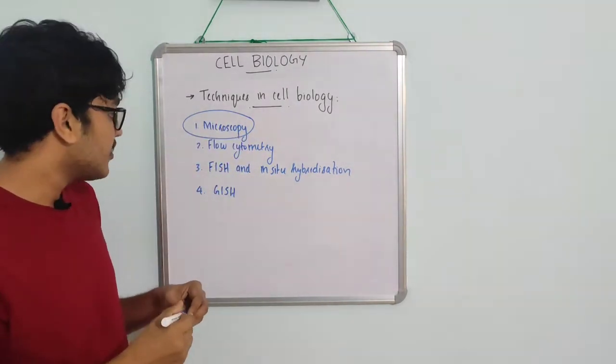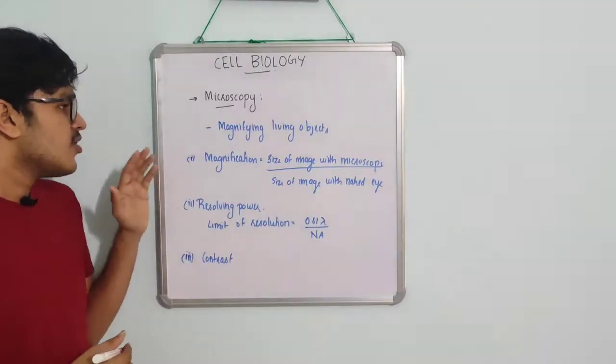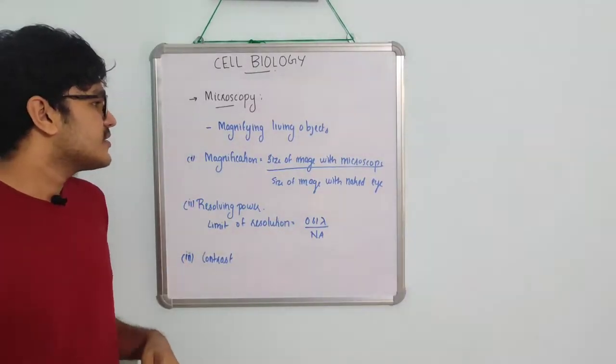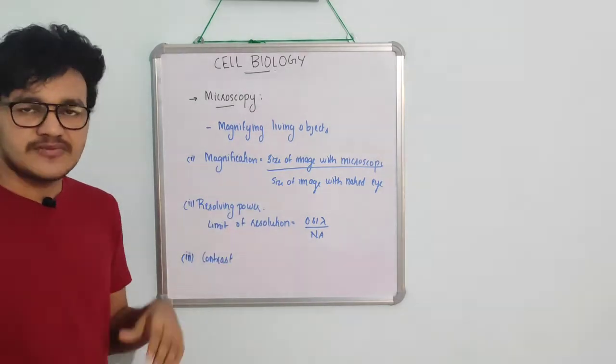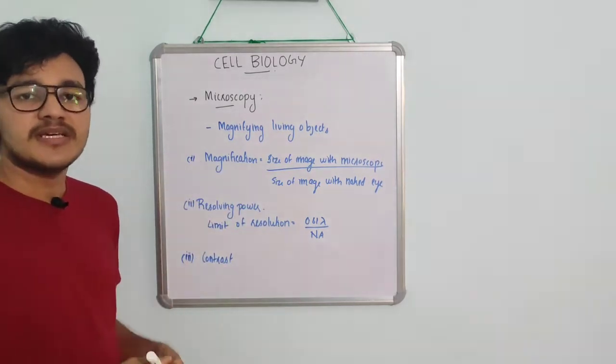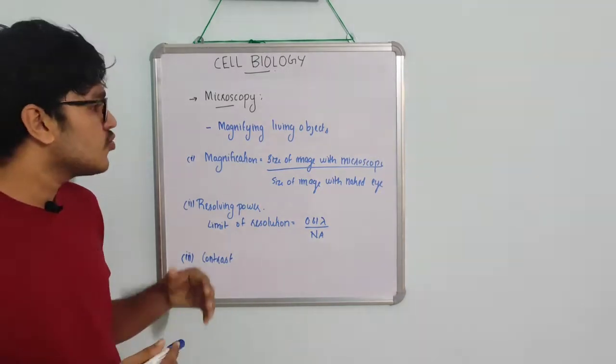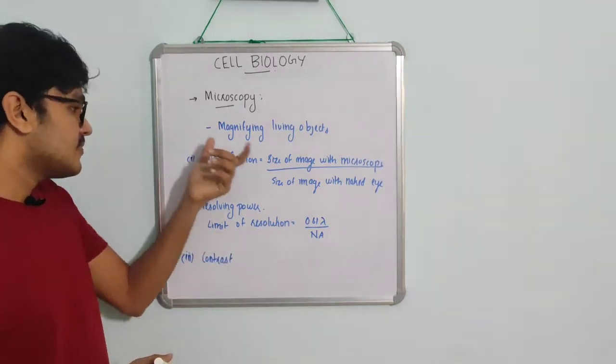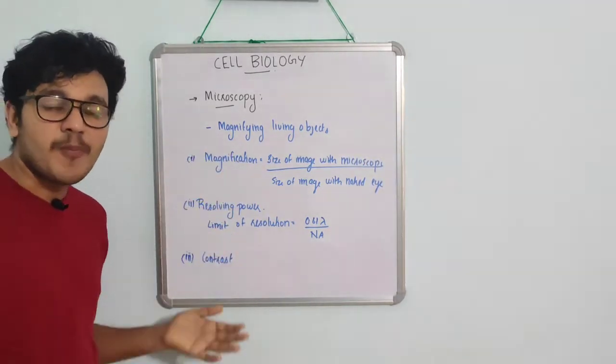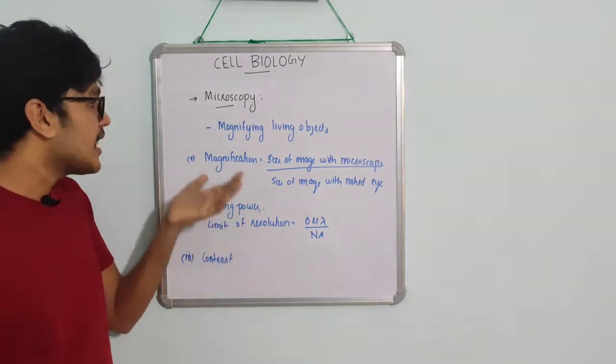So first let's focus on microscopy. The first one, microscopy, is used to magnify living objects. From the biology perspective, for living things, a microscope is mainly used to magnify microscopic level things to our naked eye. Now we have to see the different properties and principles that are used in microscopy.